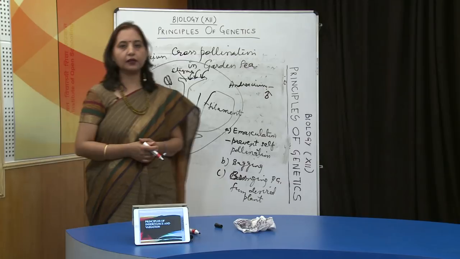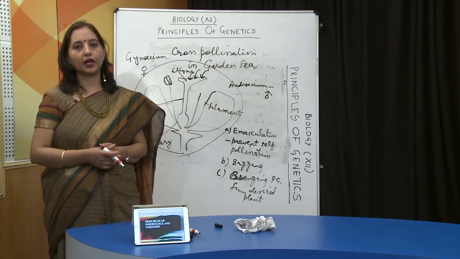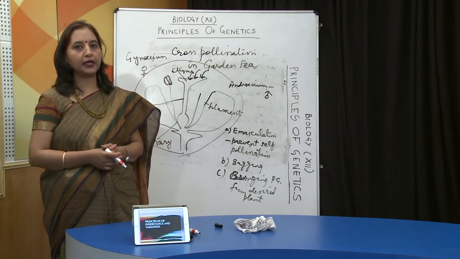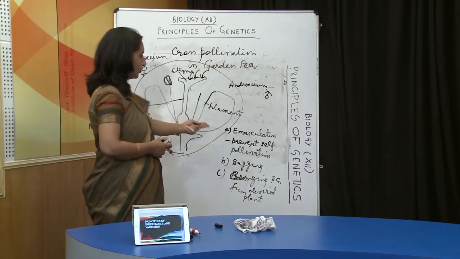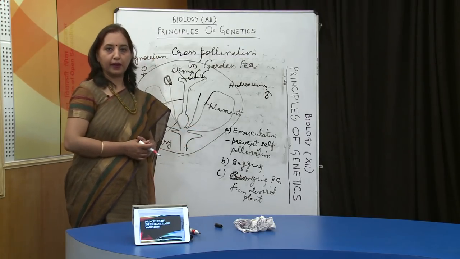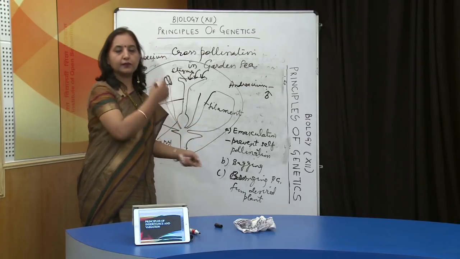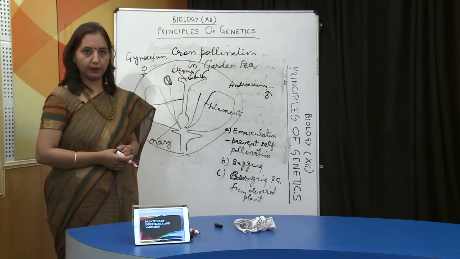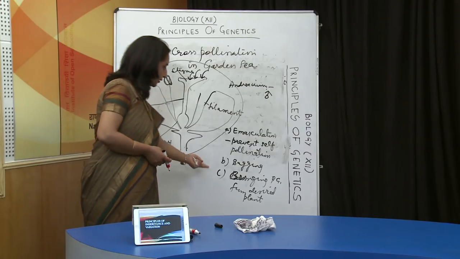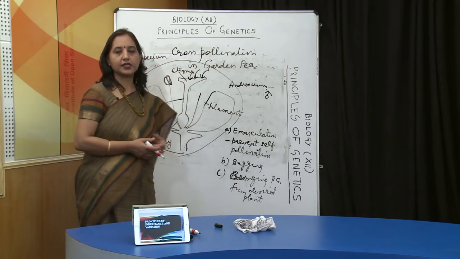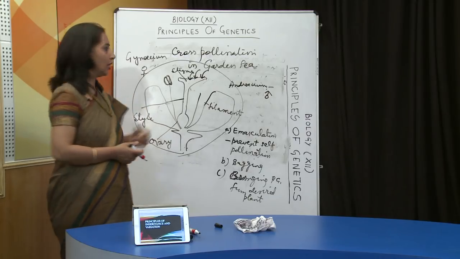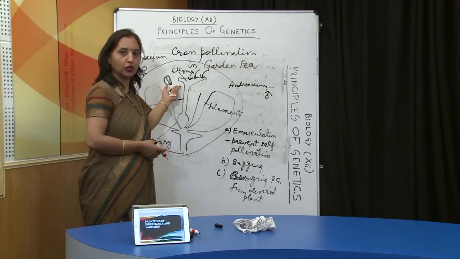This way, Mendel did the cross-pollination in Pisum sativum, the garden pea, wherein first of all the male part was removed at a very young stage, that's emasculation. The emasculated flower was covered with a polybag to prevent contamination. And third, the desired pollen grains were brought from the desired plant once the stigma became mature to receive the pollen grains.